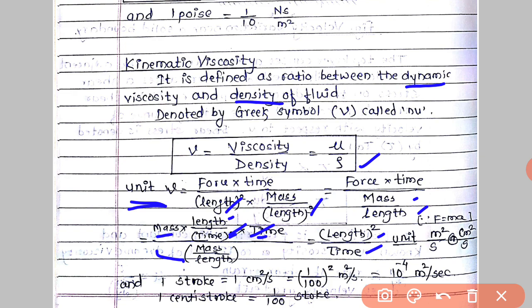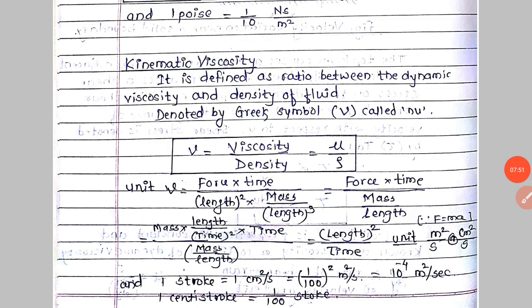So the unit will be meter square per second or centimeter square per second. So the unit for kinematic viscosity is meter square per second or centimeter square per second. There is also another unit: 1 stoke is equal to 1 centimeter square per second, and 1 centistoke is equal to 1 upon 100 stoke.